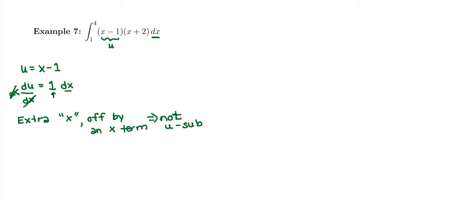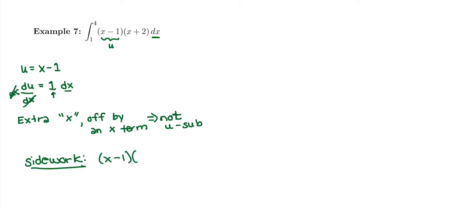So whether you have an x that you don't need or you're missing an x that you do need for your du, if it's off by an x term, it is just not a u sub problem, which tells me that I need to use some algebra to try to get this simplified. So I'm going to do some other side work here, not u sub, but just some multiplication.